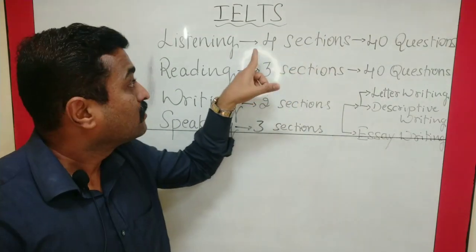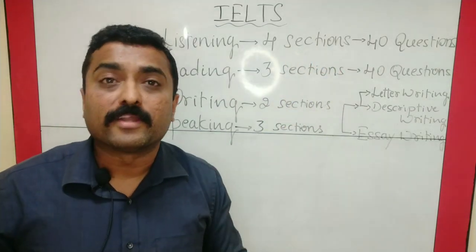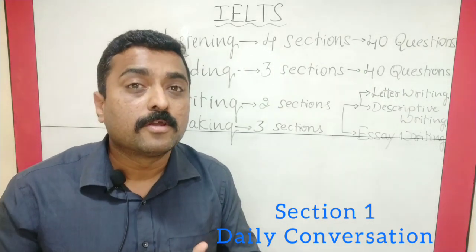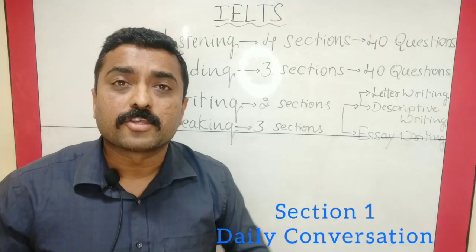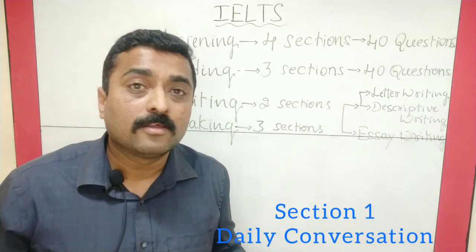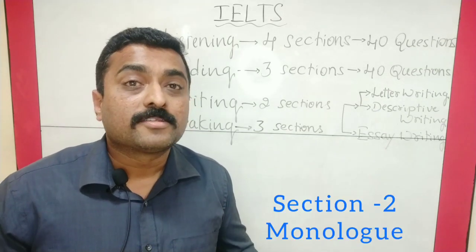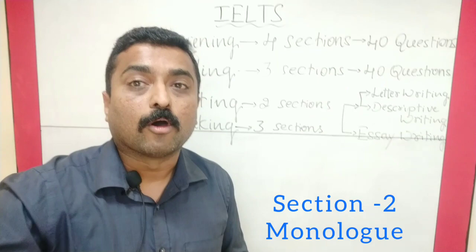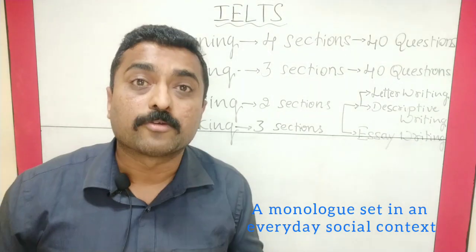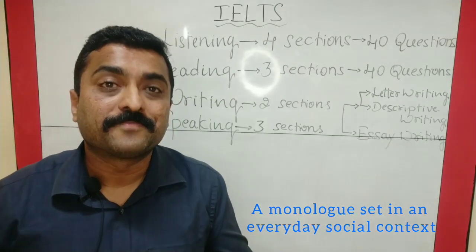This listening section has different types of tapes. In section 1, the tape is a conversation between 2 people about everyday matters like booking a hotel room or a conference hall, or other purposes like that. Section 2 is a monologue, where only one person talks about a particular topic, and you have to listen to the tape and answer the questions.